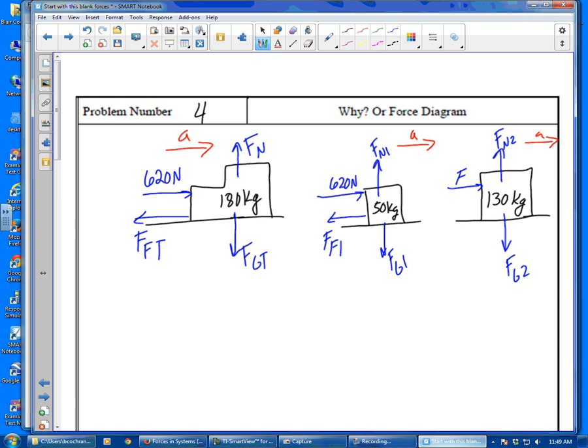What's happening? What's the 130 doing to the 50? Pushing back on it. How does that force compare to the other force? Same, right? Newton's third law. And then there would be a frictional force here, F2. So those would be the force diagrams for this that would give you full credit. Okay?